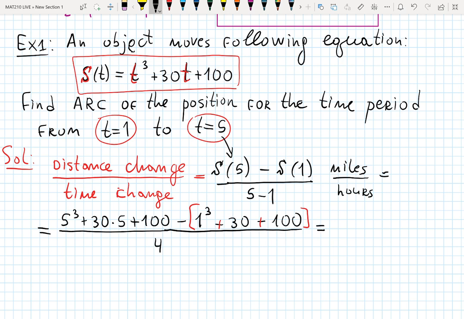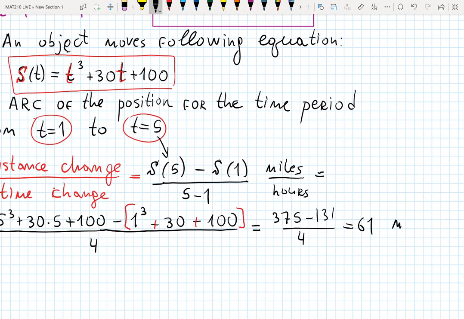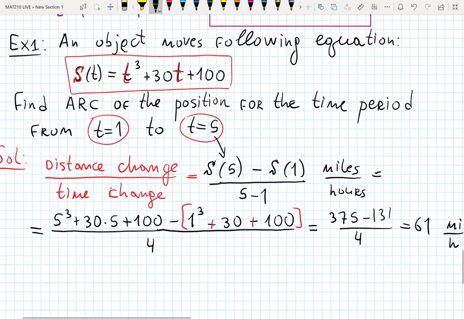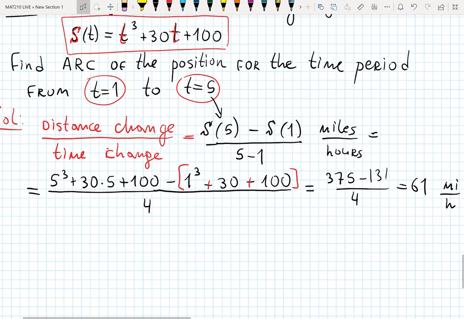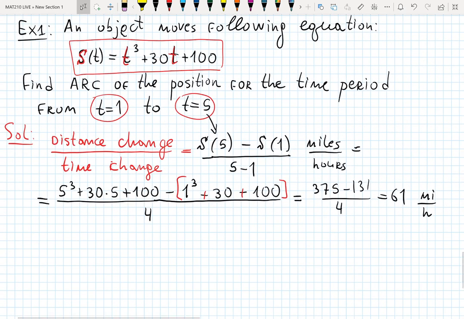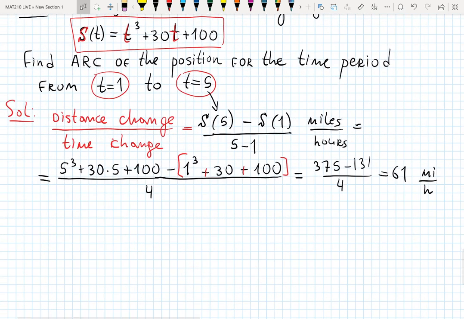Carefully calculate everything. You will have 375 minus 171 over 4, which is 61. Do you know 61 what? Miles per hour. So it makes sense. If I give you distance with a given time, average rate of change will be 61 miles per hour. And this is how you see the speed limit change when you drive, miles per hour. That's the average rate of change.